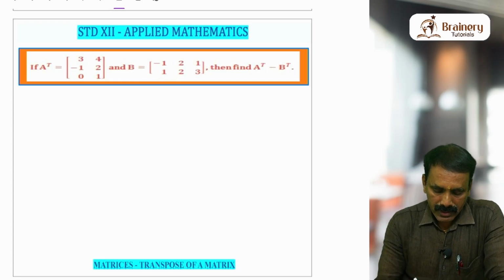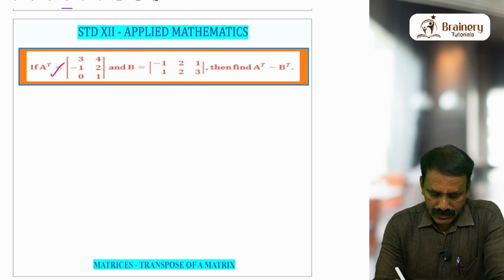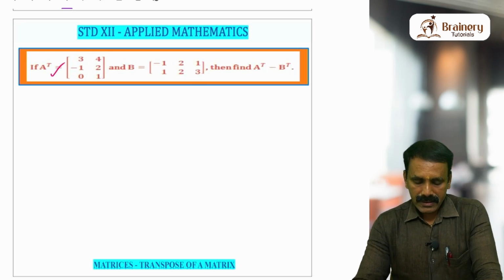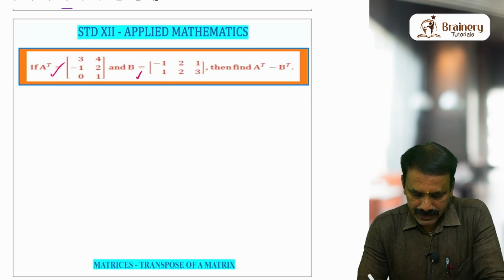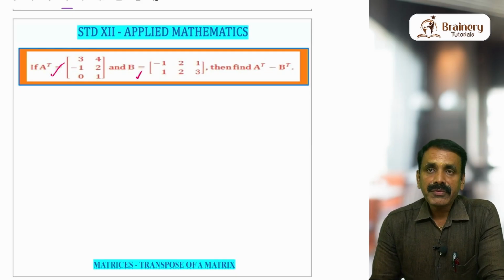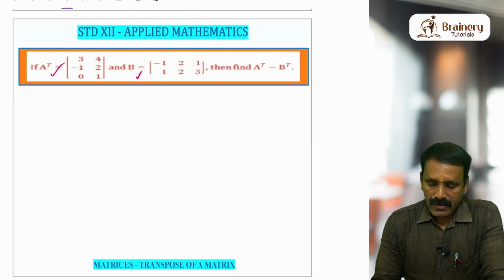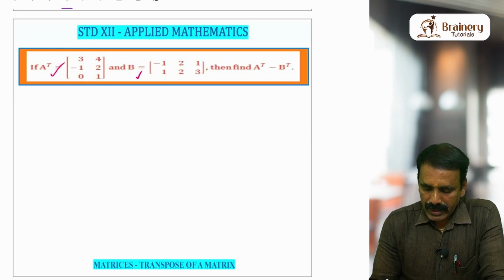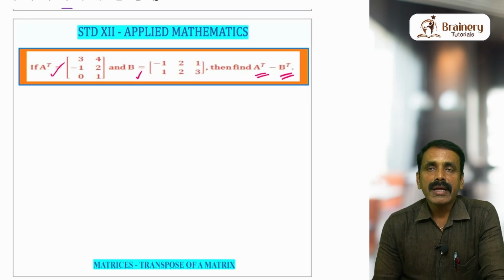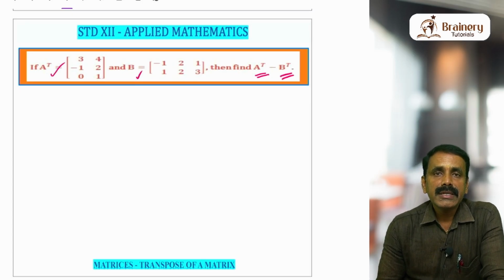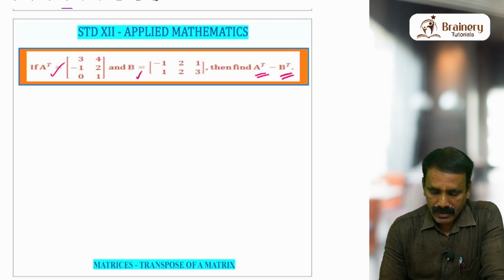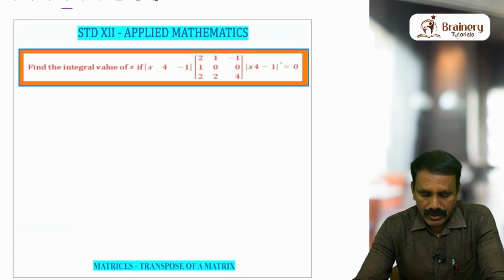In this problem, A transpose is given directly. B is given to us, by which we can calculate B transpose. From the two values, we are supposed to calculate A transpose minus B transpose. Now read this question.